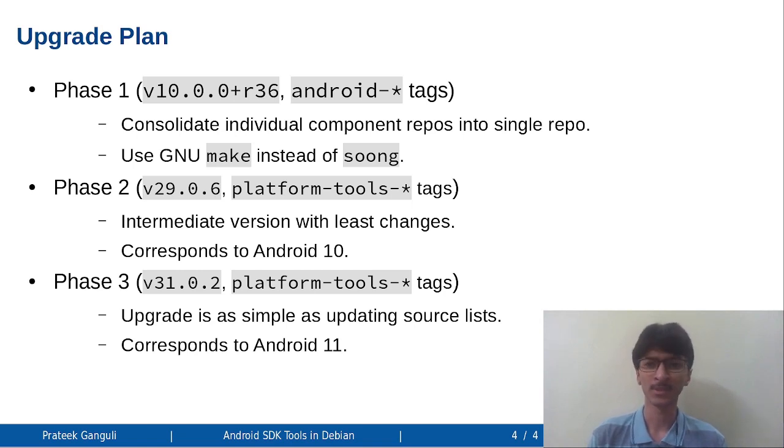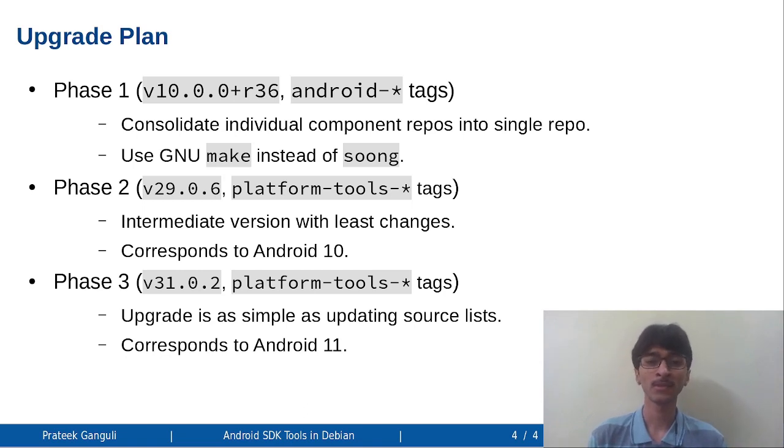Moving on to phase 3, which has been ongoing since August 1st. The last and ongoing phase of this upgrade is that jump from version 29 to 31, which in turn corresponds to Android 12 source release. Due to phase 2, the build rules for the sources are mostly already in order for the upgrade. So this phase is as simple as updating the source list with the new sources.